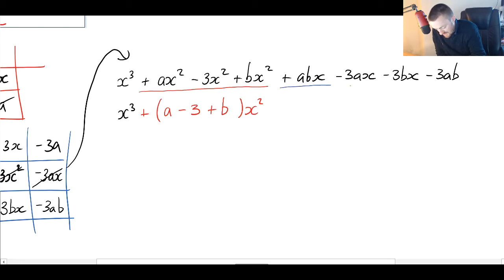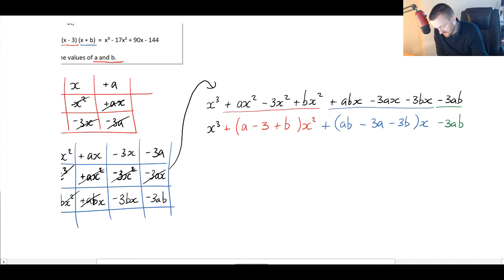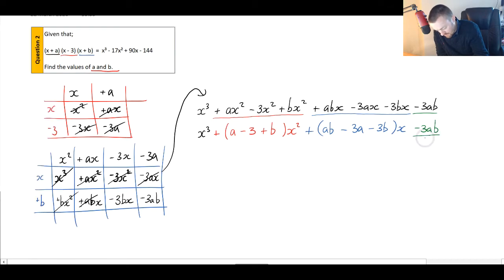I'm now going to do exactly the same with the x terms. Again, I'm going to stick the x at the end. ab times x would give me abx. Negative 3a times x would give me negative 3ax. And then negative 3b. And then finally, this bit here, negative 3ab.